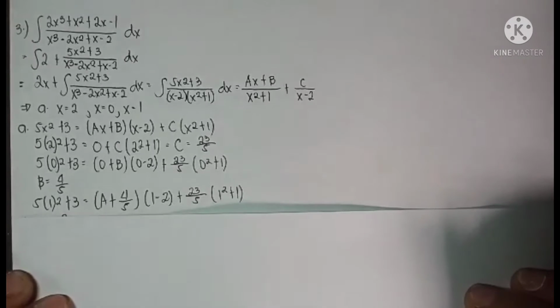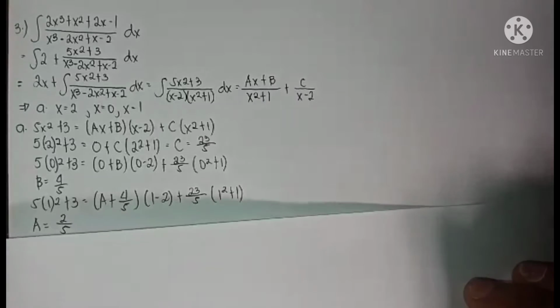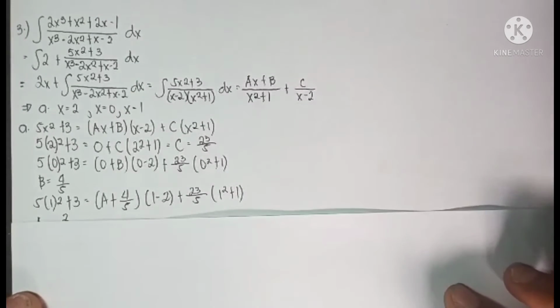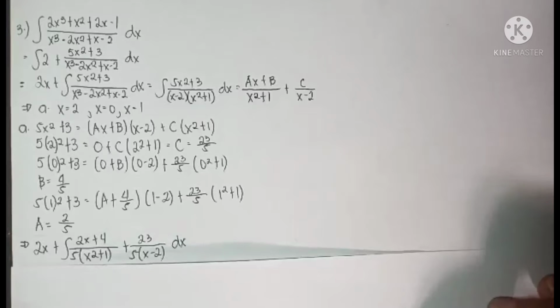Again, substitute our x with 1. So, 5 times 1 squared plus 3 is equal to 8 plus 4 fifth times 1 minus 2 plus 2 thirds all over 5 plus 1 squared plus 1. So, our a is 2 fifth.